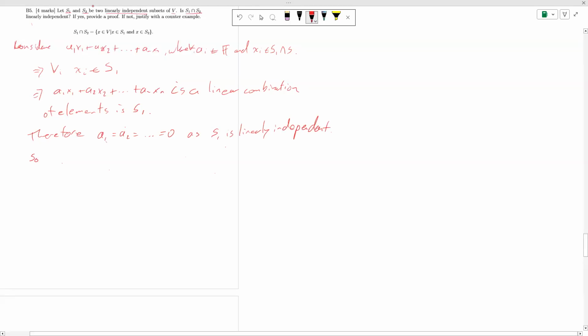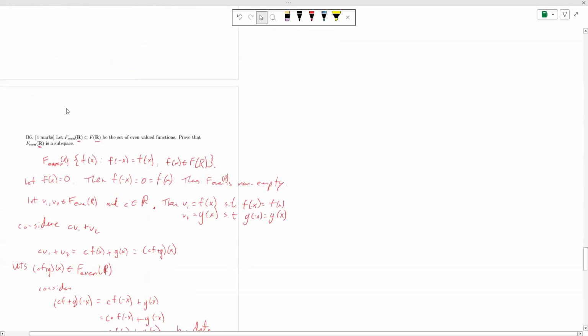So S1 intersect S2 must be linearly independent, as all linear combinations equaling 0 have only 0 coefficients, or 0 scalars.